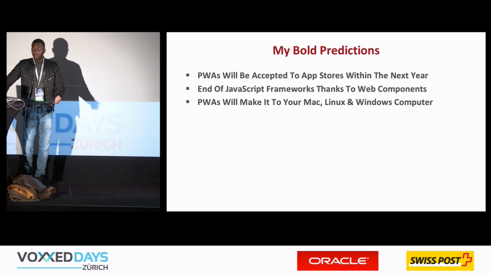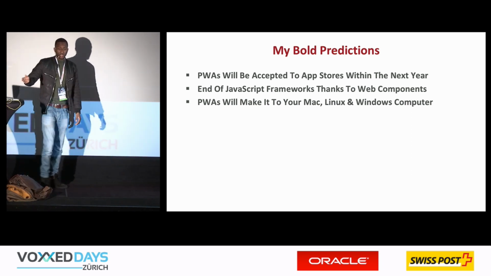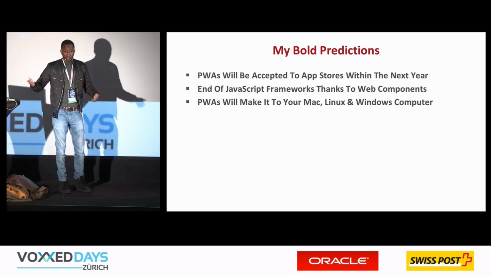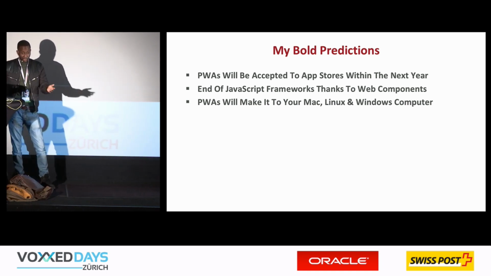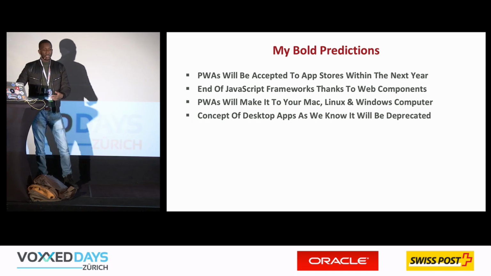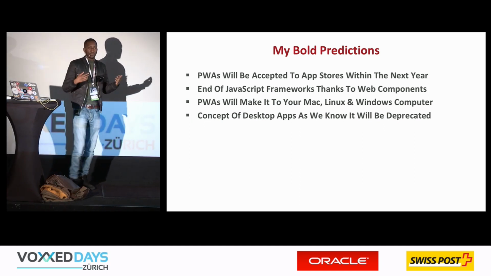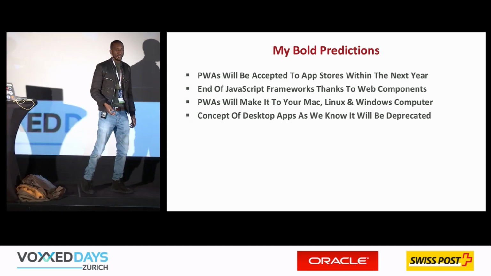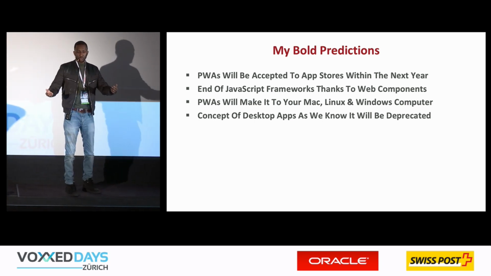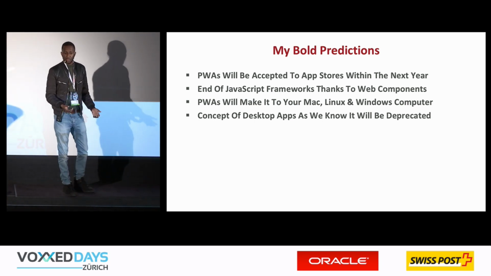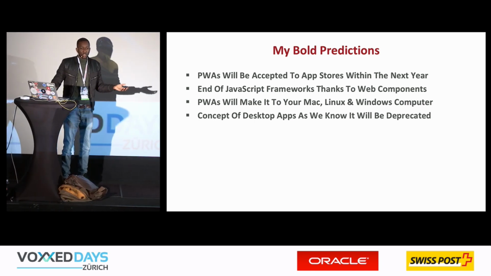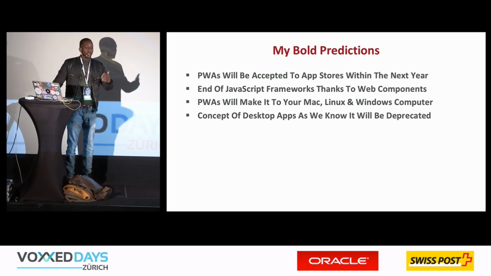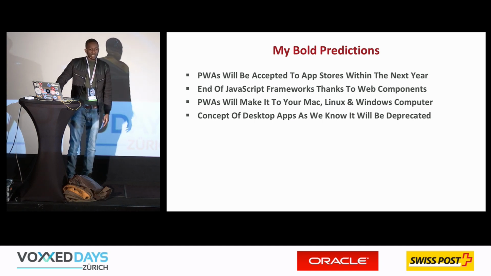PWAs will make it to your Mac or Linux. This has actually already come true, because in the last month Chrome OS allows PWAs to be saved on Chrome OS. Chrome is working on it now for actual desktop. The concept of desktop applications will be changed because today we have WebAssembly. If we have WebAssembly, soon you'll just go to Photoshop.com to use Photoshop. The web is just going to become this thin engine that you're running on. It's going to become like a micro operating system within another operating system.